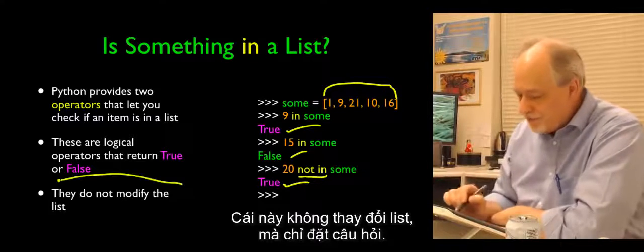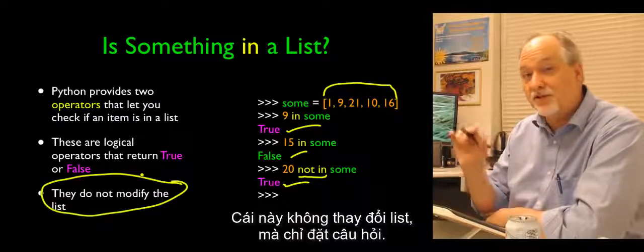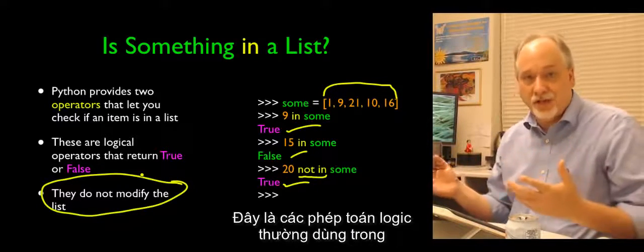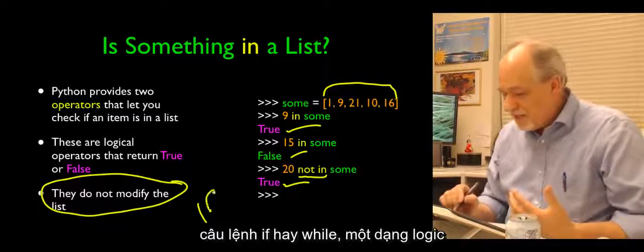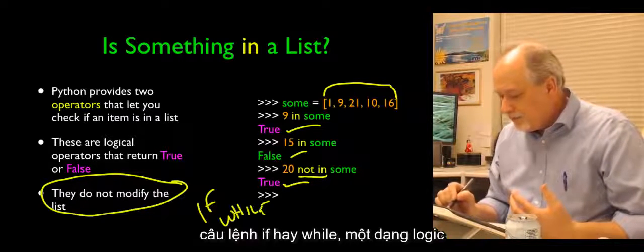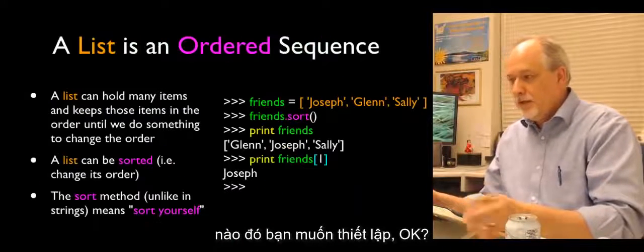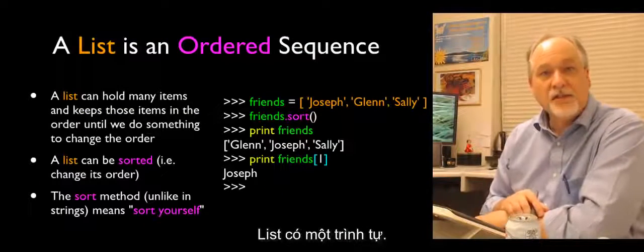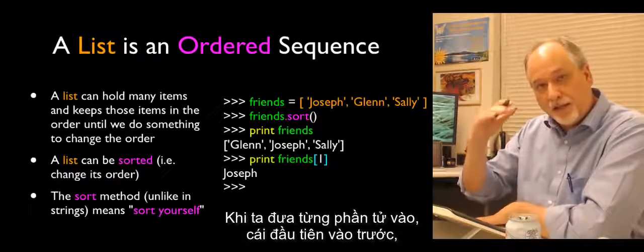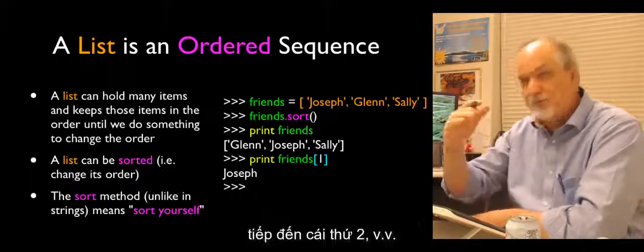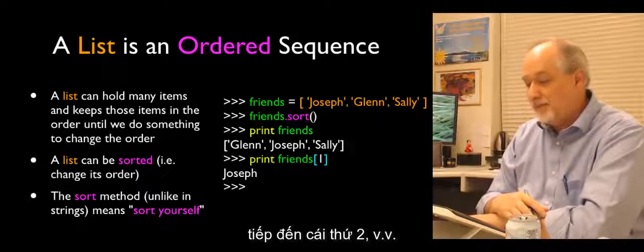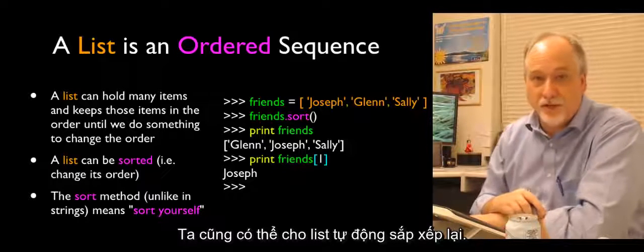They don't modify the list. They're just asking questions. These are logical operations, often used in if statements or while, some kind of logic that you might be building. Okay, so lists have order. When we were appending them, the first thing went in first, the second thing went in second, et cetera. And we can also tell the list to sort itself.